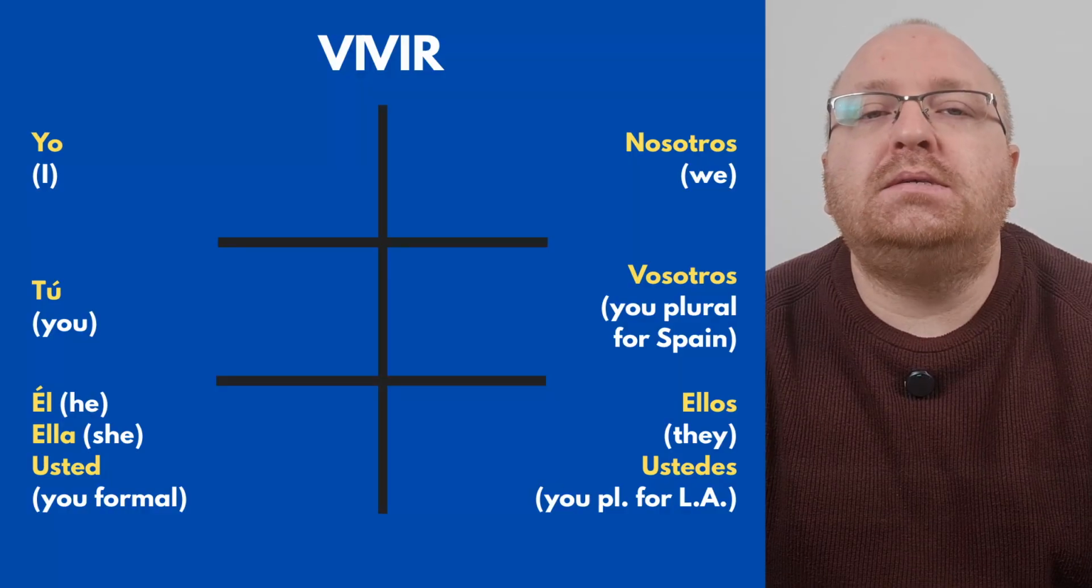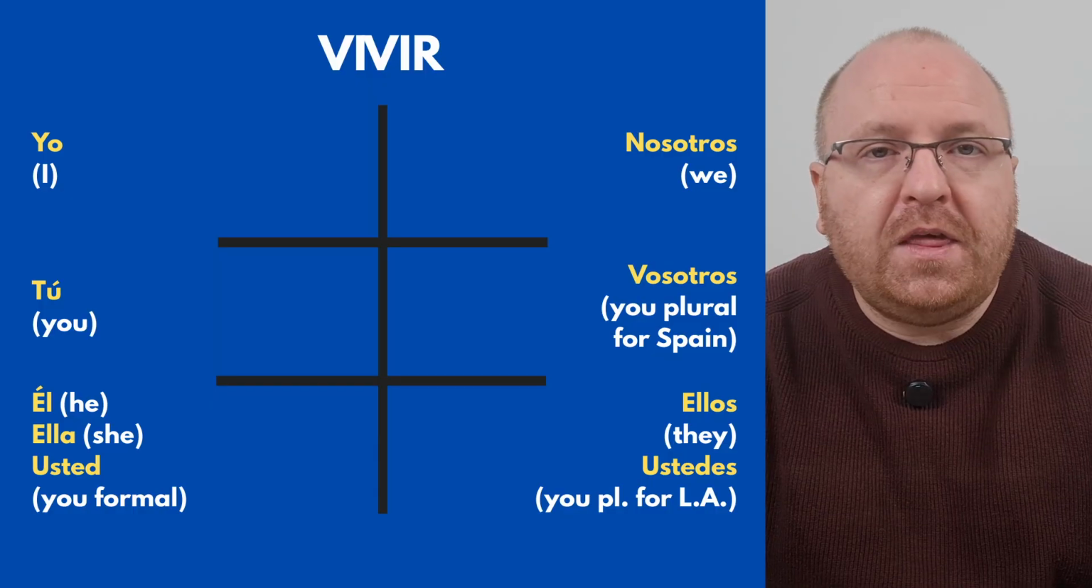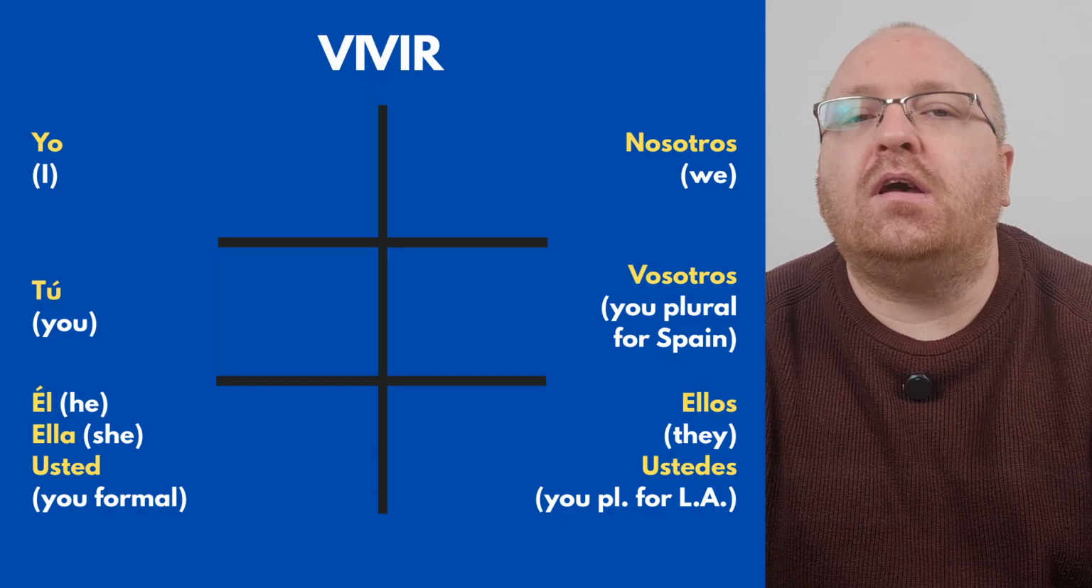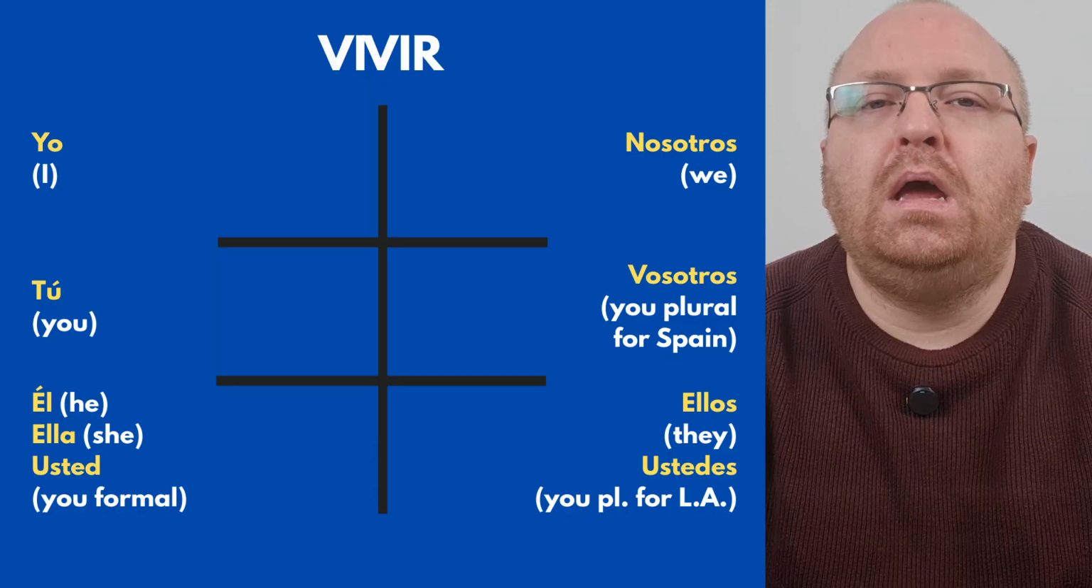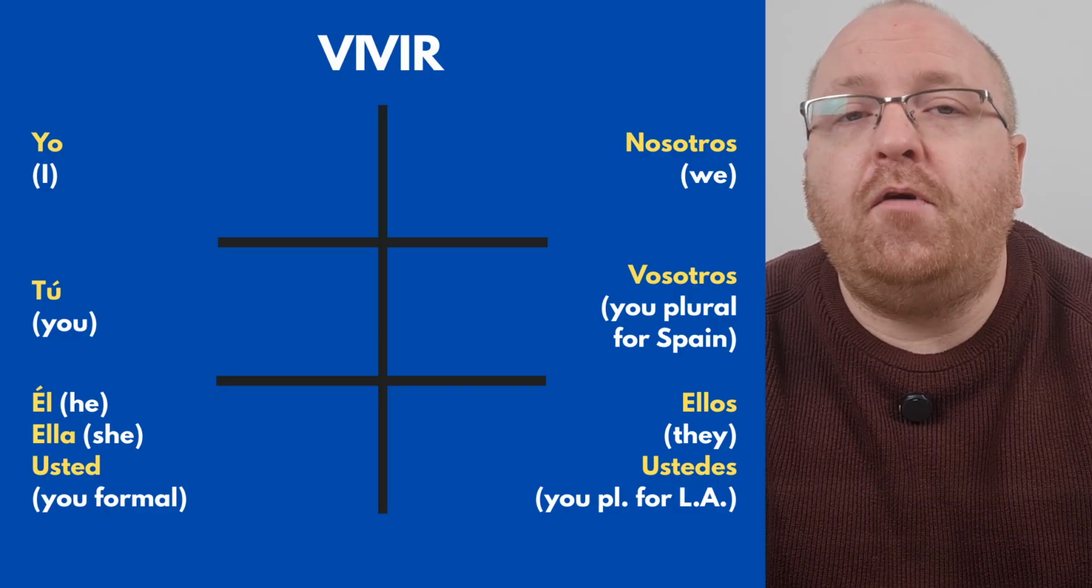Okay, so now let's look at how to conjugate an IR verb. Our IR verb is vivir, which means to live. Once again, we remove the IR ending and that leaves us with the stem viv. Now I'll add in each of the 6 present tense endings for IR verbs.